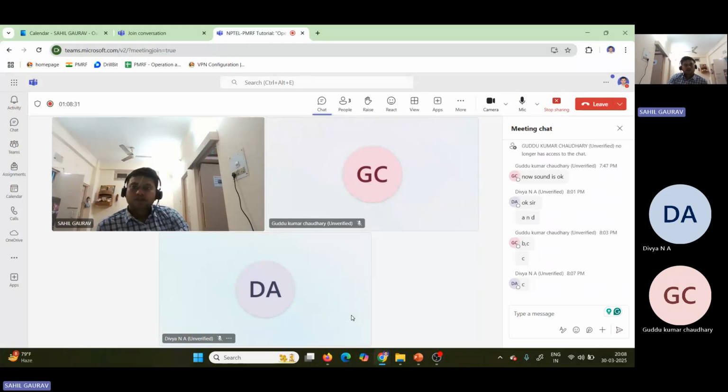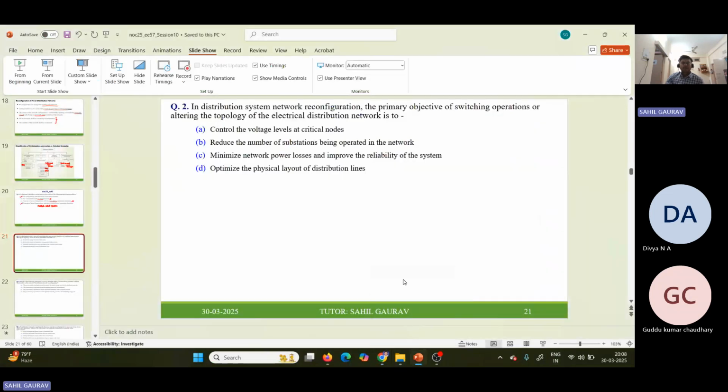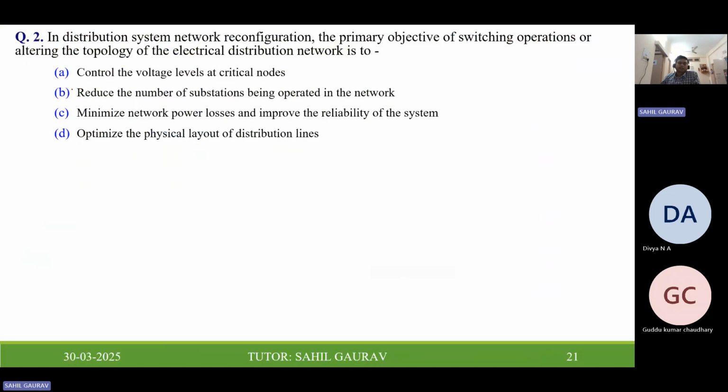Div and Guddu, both of your answers are correct. C is the correct answer: minimize network power losses and improve the reliability of the system. So in distribution system network configuration, the primary purpose of switching operation or altering the topology is to minimize the network losses and improve the reliability of the system.